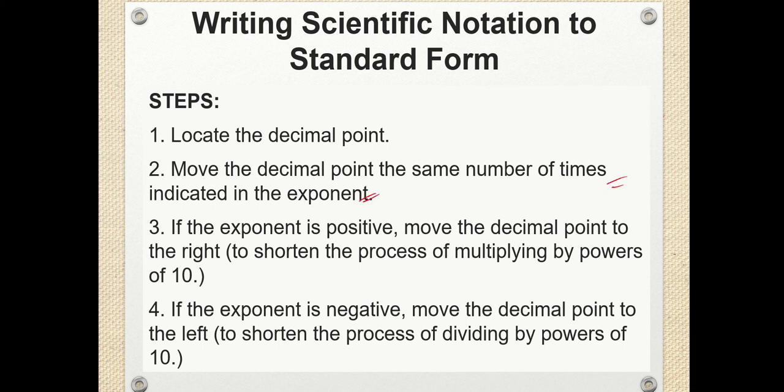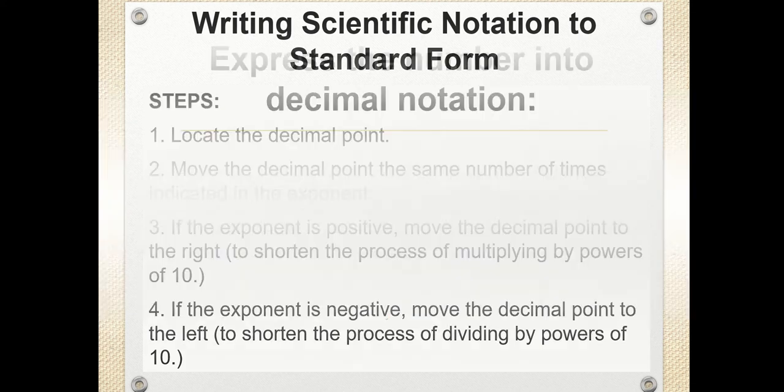Kasi nga po, sa exponent nakabatay kung ilang beses natin t-times o kaya naman ay dinivide by power of 10 yung ating pong decimal number, no? Yung a sa ating pattern na a times 10 raised to the nth power. Then, if the exponent is positive, syempre, move to the right kasi multiplying yun pag positive ang exponent. And kapag negative, move to the left, no? Kasi ibig sabihin, nag-divide tayo by powers of 10.